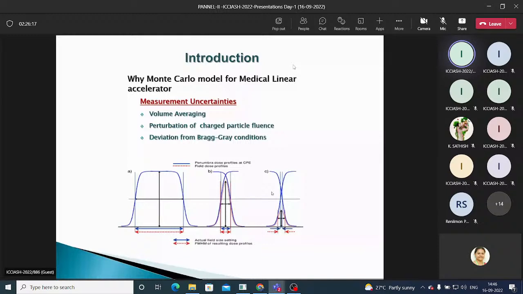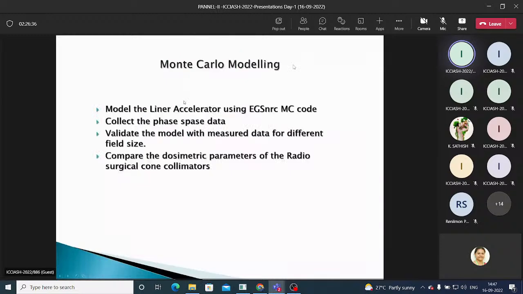This can be overcome by using Monte Carlo modeling. Monte Carlo modeling is a statistical modeling to solve problems which cannot be analytically solved. And in this work, we model the linear accelerator with the NRC Monte Carlo code.